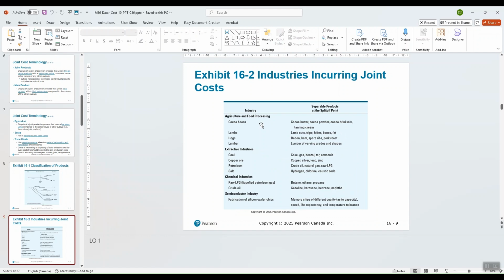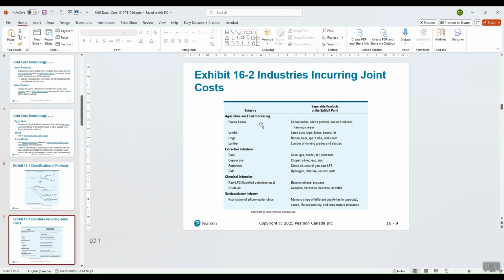So here are some industries that have these joint costs as applicable. It's not limited to this. There may be some other businesses as well, but these are the main ones that you may see in real life, like cocoa beans. They produce cocoa beans, and there may be different products that come out when they're producing the beans. Meat, lambs, hogs, lumber, like the wood that they buy and may end up producing certain furniture, certain equipment, and then there may be byproducts out of that as well. They may use the lumber to produce different things.